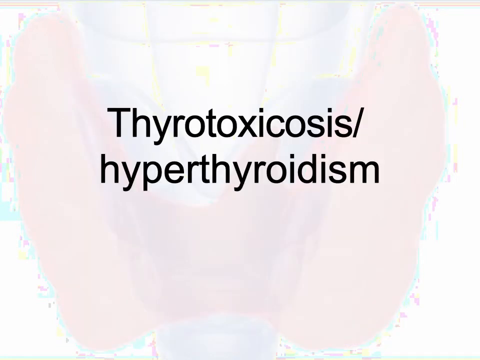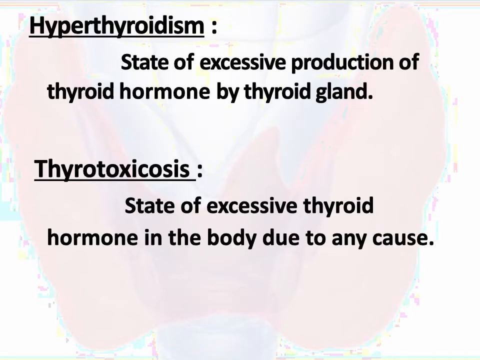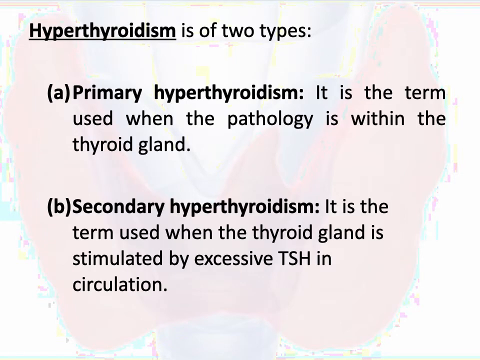Thyrotoxicosis or hyperthyroidism. Excess production of thyroid hormone by the thyroid gland itself is known as hyperthyroidism. And if excess thyroid hormone is there in the body due to any other cause, that is not produced from the thyroid gland, then you call it thyrotoxicosis. Hyperthyroidism may be of two types, I told you, primary or secondary. Primary means the pathology is within the thyroid gland. Secondary, when the thyroid gland is stimulated by excessive thyroid hormone in circulation.